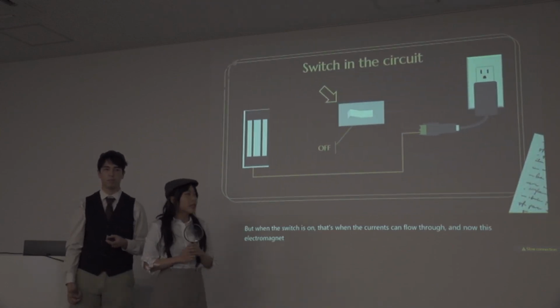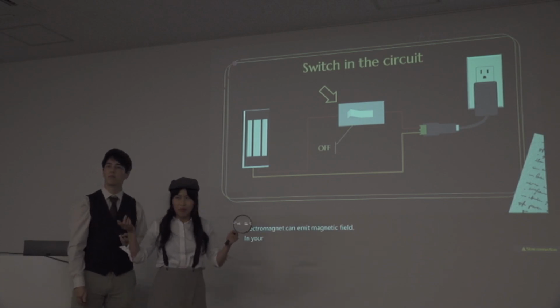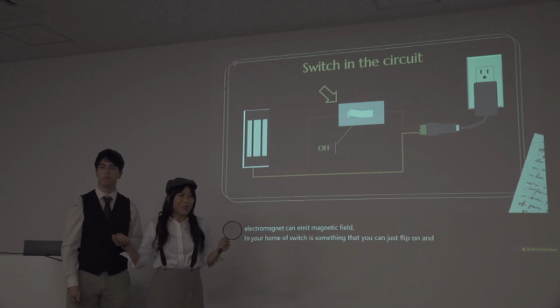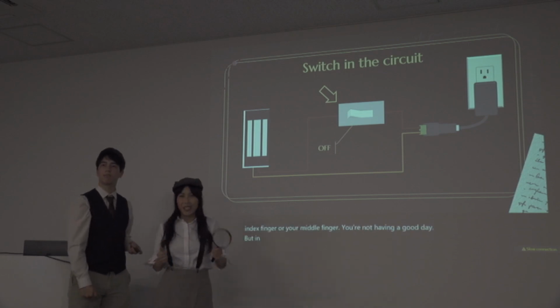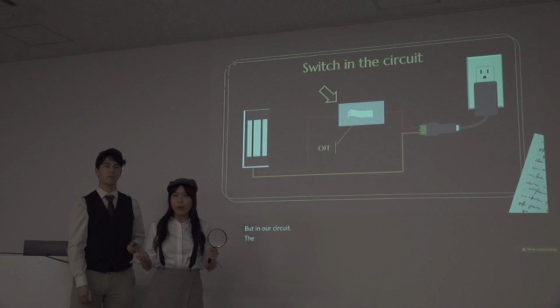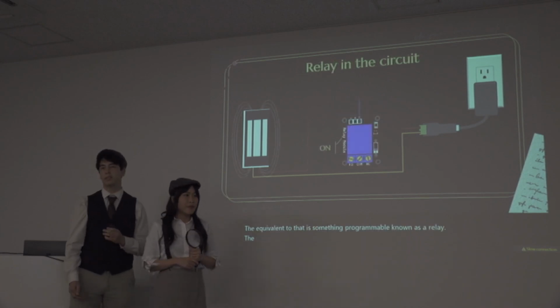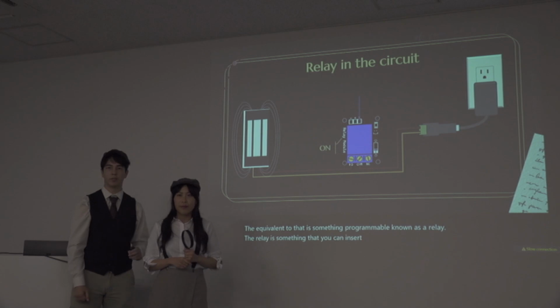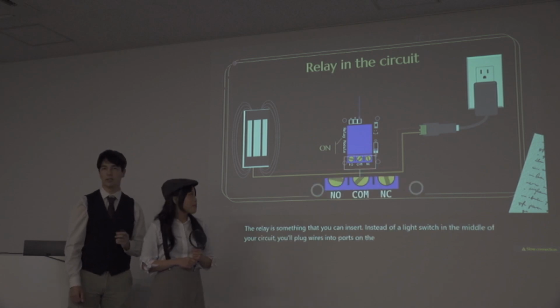In your home, a switch is something that you can just flip on and off using your index finger, or your middle finger if you're not having a good day. But in our circuit, the equivalent to that is something programmable known as a relay. The relay is something that you can insert instead of a light switch in the middle of your circuit. You'll plug wires into ports on the bottom labeled NO and COM.